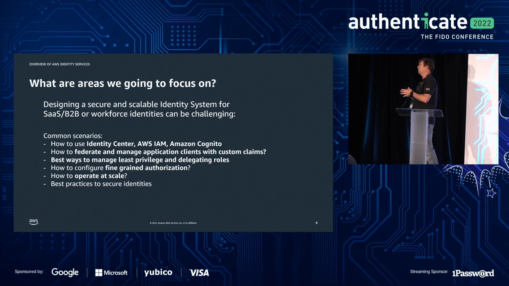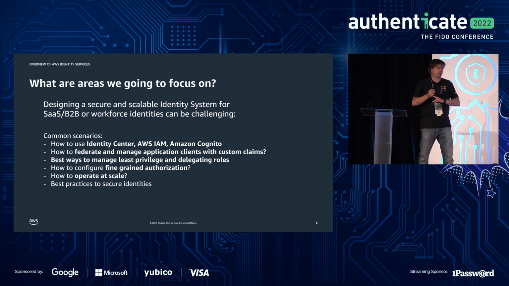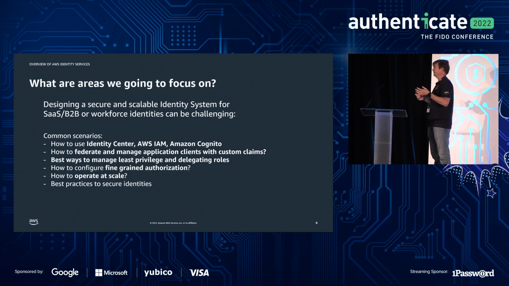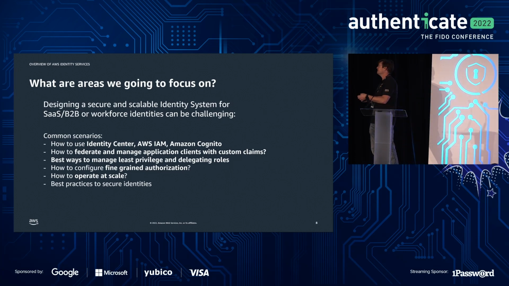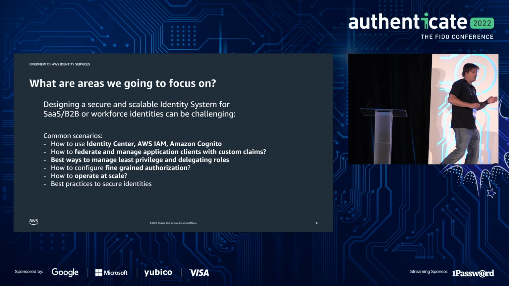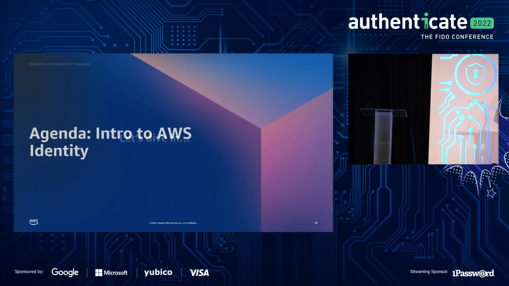The areas we want to focus on, as I was mentioning, are two core identity suites that are built upon AWS Identity and Access Management, AWS IAM. We're going to learn some things about federating, managing application clients with custom claims, some of the best ways to manage least privilege, operating at scale, and best practices. So let's dive in.